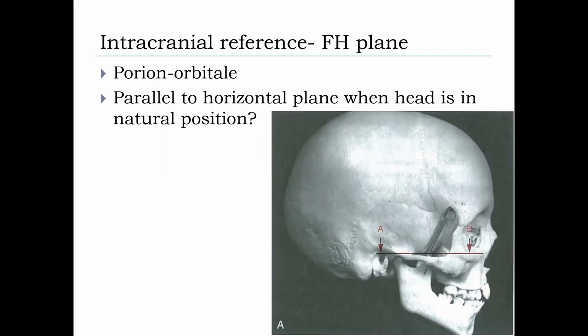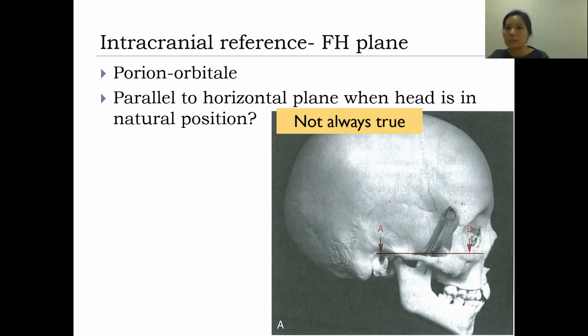Since the Frankfurt Agreement concluded in Germany in 1884, the FH plane has been generally recognized as one of the most important reference planes for the skull, defined as a line drawn from Porion to orbitale. At that time, it was considered that the FH plane in most people was parallel to the horizontal plane when the head is in natural position. But later, many clinicians or researchers found it's not always true.